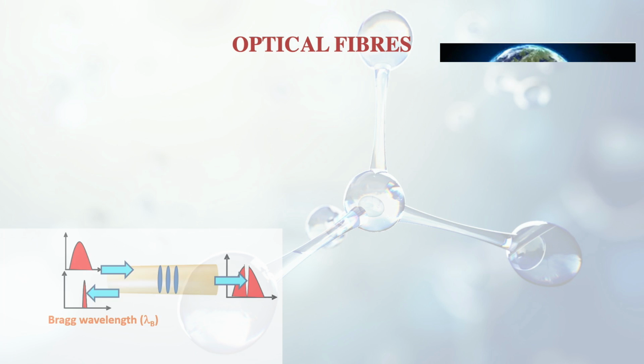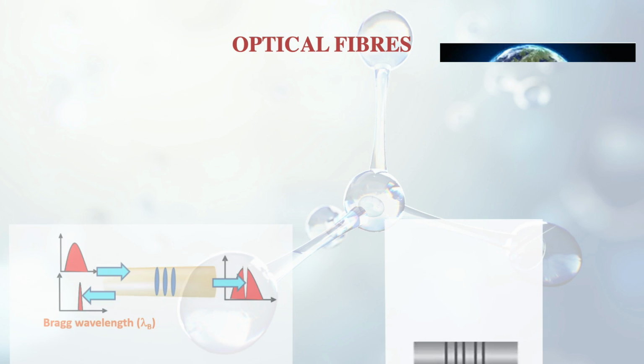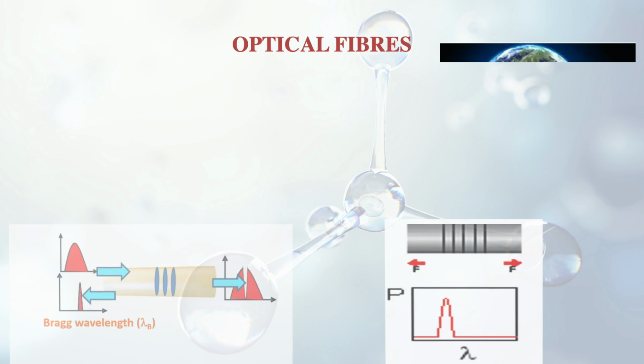Now this Bragg wavelength offers us the clue for sensing. So if there is any kind of strain in the fiber resulting from direct stress or from temperature or pressure, the periodicity of the gratings changes, and this alters the Bragg wavelength. So this serves as the measure of the particular parameter like strain, temperature, or pressure.